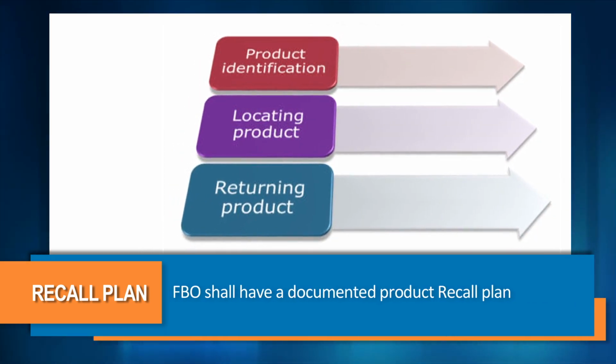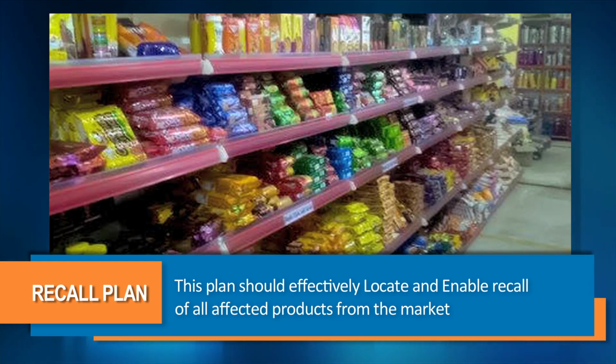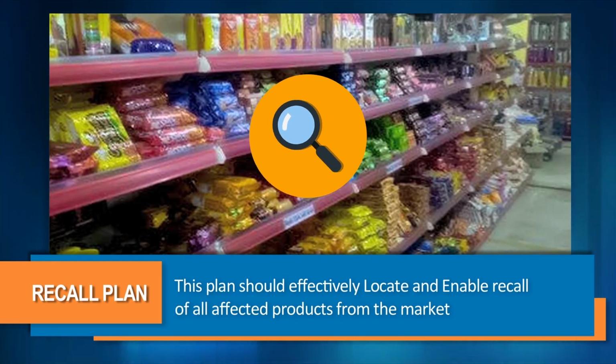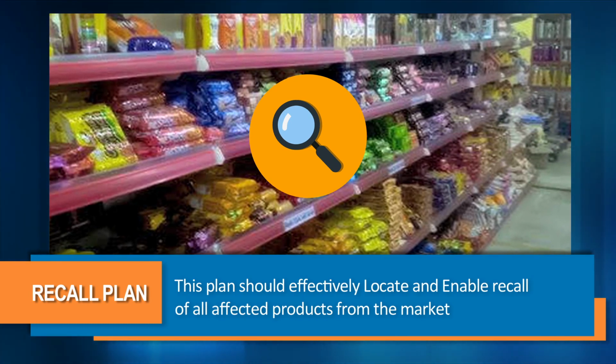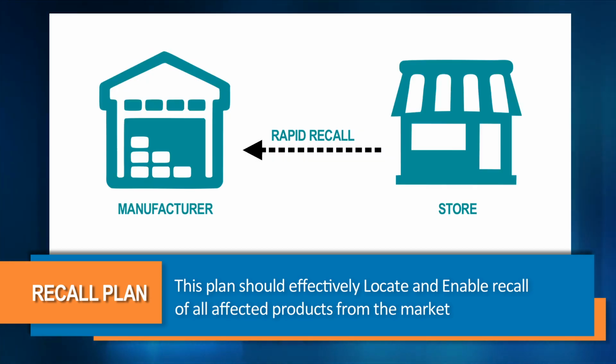The FBO shall also have a documented and effective product recall plan. This plan should help to effectively locate all the affected food products that may cause a potential threat to public health, and should then enable the complete, rapid recall of the implicated lot of product from the market.